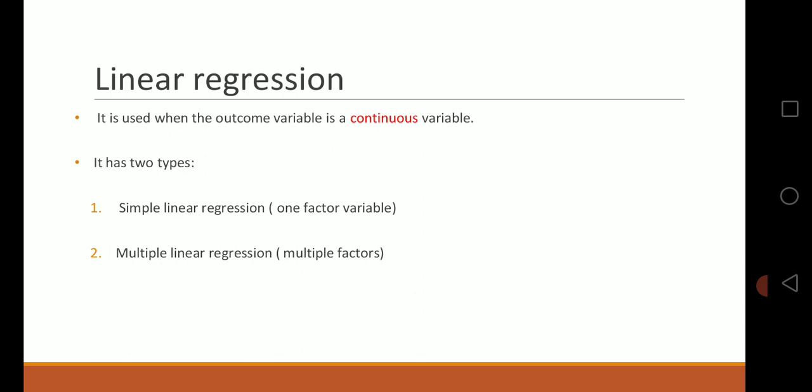Okay, the linear regression itself has two types: simple linear regression and multiple linear regression. Simple linear regression is when we have one factor variable. We said regression is used to establish causation and prediction among the outcome variable and its factors. Let me go back to the slide.